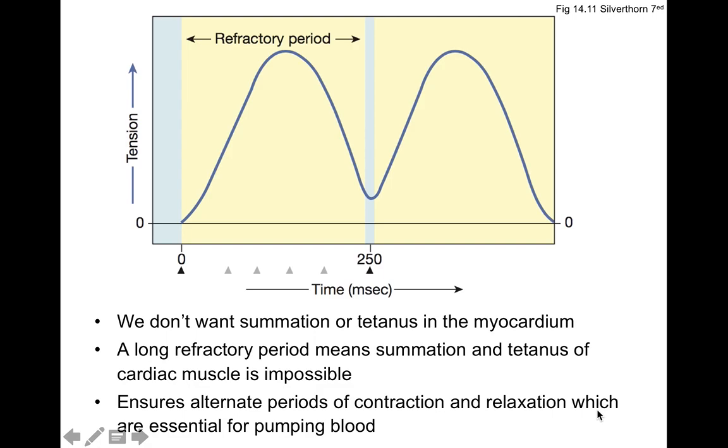So obviously it's important to have this long refractory period, which is caused by this long plateau phase, because we don't want summation or tetanus of the myocardium. The long refractory period means summation or tetanus of the cardiac muscle is impossible. This ensures alternate periods of contraction and relaxation, which is essential for pumping the blood. Obviously, you need the heart to fill with blood, then pump the blood, then fill again, and pump the blood. So you can't have summation or tetanus of the heart muscle.